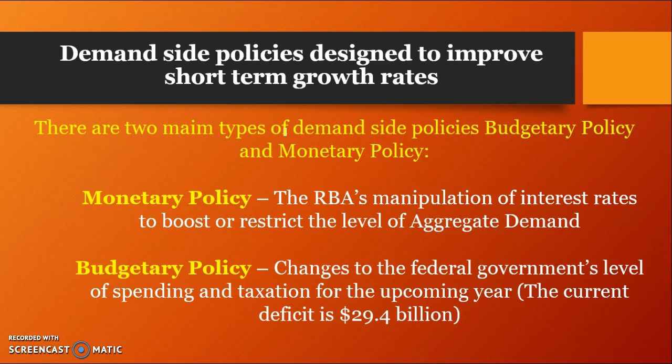So as I said, there are two main types of policy. Monetary policy is related to interest rates. So anything to do with interest rates is not budgetary policy, it's part of monetary policy. And budgetary policy is changes to the government's level of spending and taxation. So all the stuff they spend money on, which we'll talk about later on, and any changes to their taxes are part of budgetary policy. Interest rates, not budgetary policy, part of monetary policy.